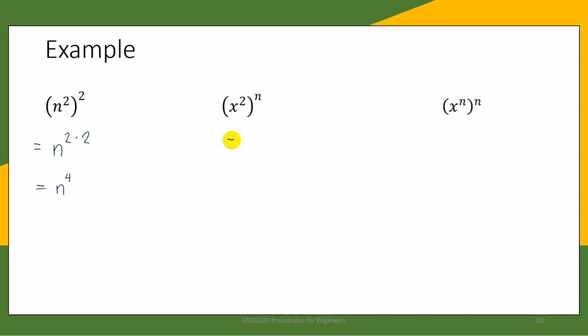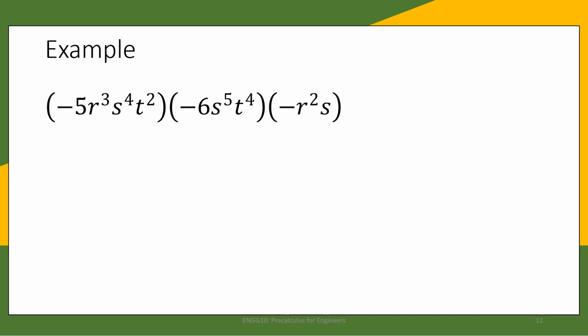For the second one, we need to multiply 2 times n. What's 2 times n? That's 2n. So this becomes x raised to 2n. For the last one, we need to multiply n and n times n. What's n times n? N times n, this is actually theorem number 1, right? N raised to 1 multiplied by another n raised to 1 is n raised to 2, or n squared.